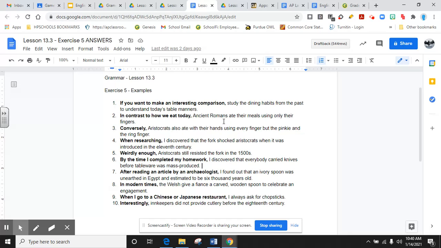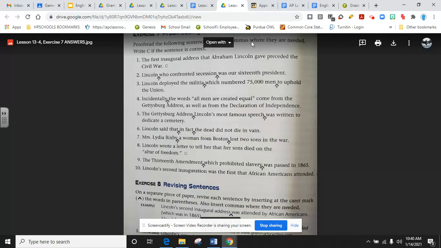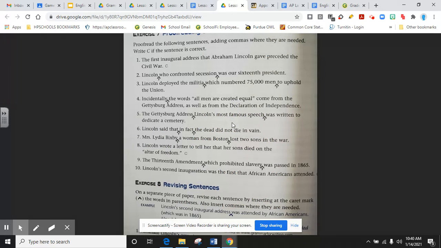Okay, hopefully you've unpaused at this point. So now let's go to the last lesson, 13.4. Now this one talks about using commas to set off a noun of direct address, like the example they give, Abraham, comma, please recite the Gettysburg Address. Use commas to set off non-essential appositive phrases.